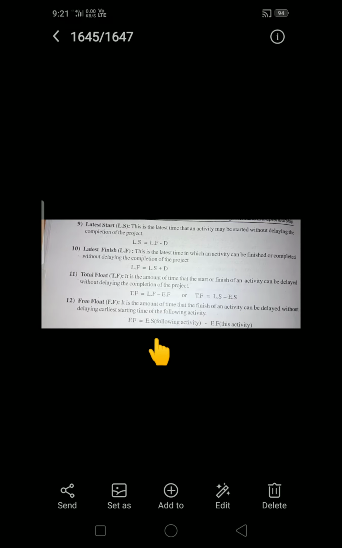Then, coming to the free float: it is the amount of time that the finish of an activity can be delayed without delaying the earliest start time of the following activity. We can delay the activity, but which activity can we delay? The activity with the earliest start time can be delayed, but that should not affect the whole project duration. So the formula to find the free float is earliest start time minus earliest finishing time.